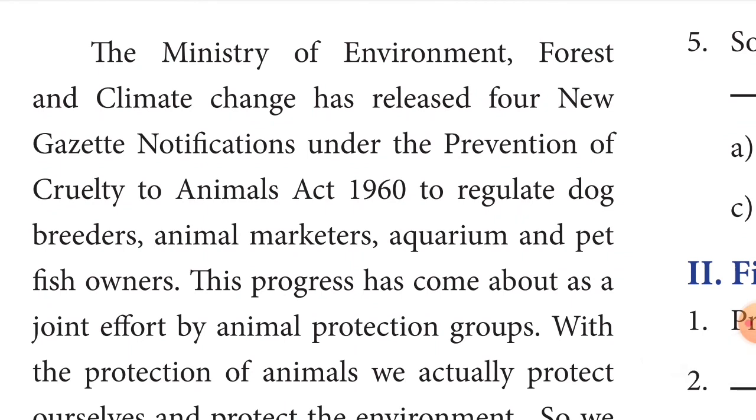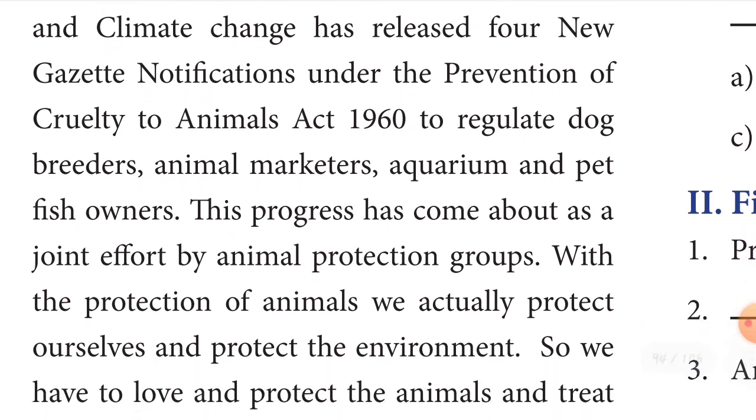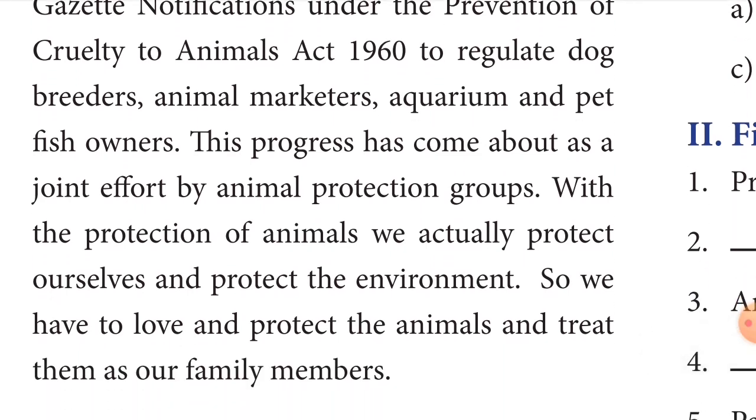The Ministry of Environment, Forest and Climate Change has released four new gazette notifications under the Prevention of Cruelty to Animals Act, 1960, to regulate dog breeders, animal marketers, aquarium and pet fish owners. This progress has come about through the joint effort of animal protection groups. With the protection of animals, we actually protect ourselves, children, and protect the environment also. So we have to love and protect the animals and treat them as our family members.